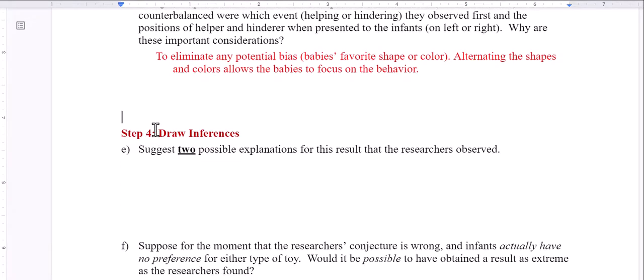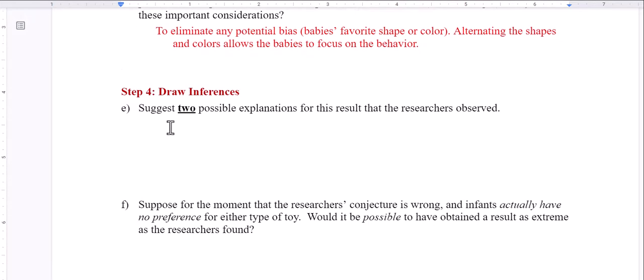And so now we move on to step 4. Suggest 2 possible explanations for this result that the researchers observed, meaning the 14 out of 16 babies chose the friendly toy. When I say this result, I mean that 14 out of 16 babies chose the friendly toy. So what are 2 possible explanations for that? Think about that. Pause the video if you need to think a little more, and then we'll go over the 2 possible explanations.